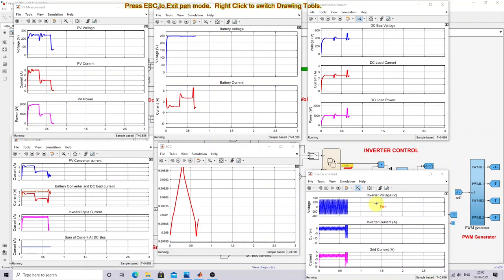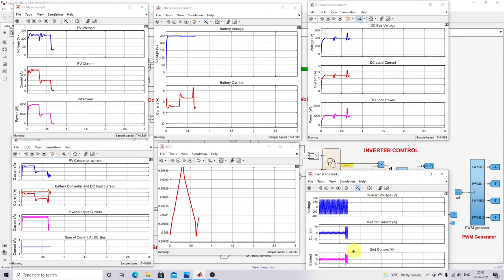Because of this, what will happen? The battery is going to be in charging mode, right? It has changed from discharging mode to charging mode. And the DC load also receives the power, right? So I will zoom in on that current, and you will get some idea.